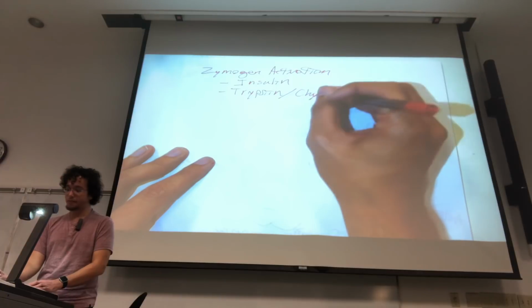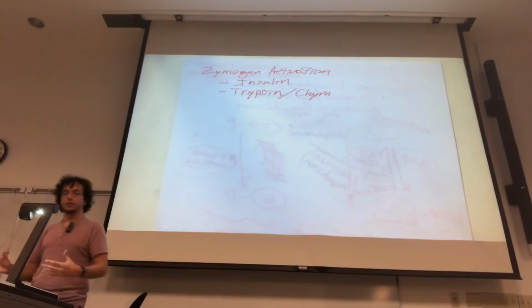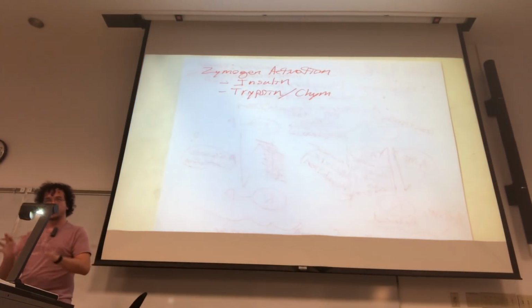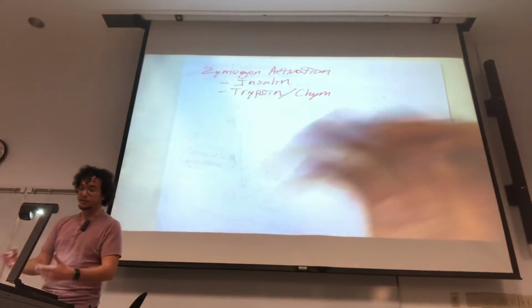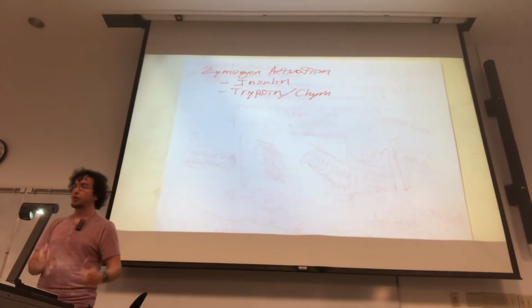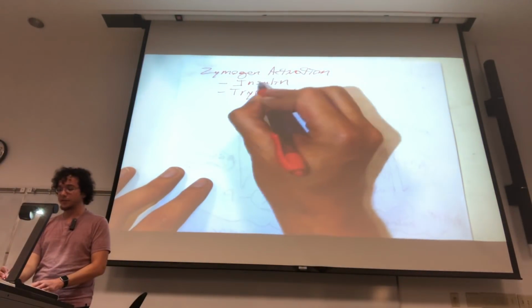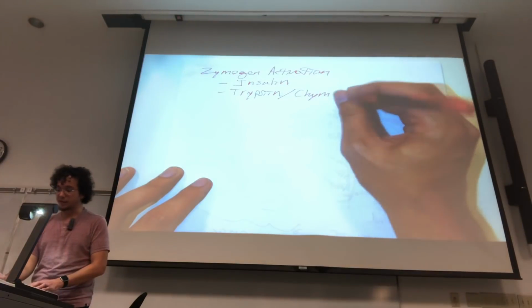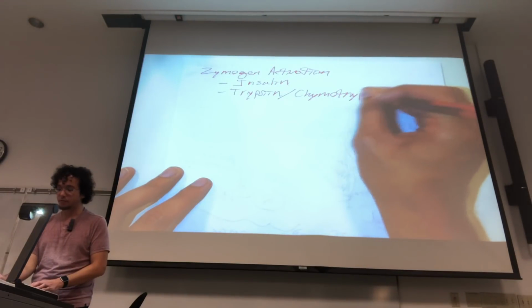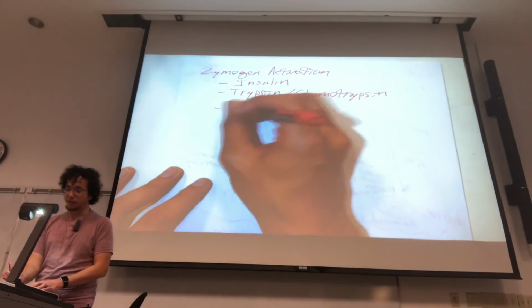Is it pro or insulin? It's the same thing, pro-insulin, insulin, it's the same concept. So insulin originally comes in a pro-insulin form, and I'll explain in a second what zymogen activation means. So insulin, trypsin, and chymotrypsin, and blood clotting.